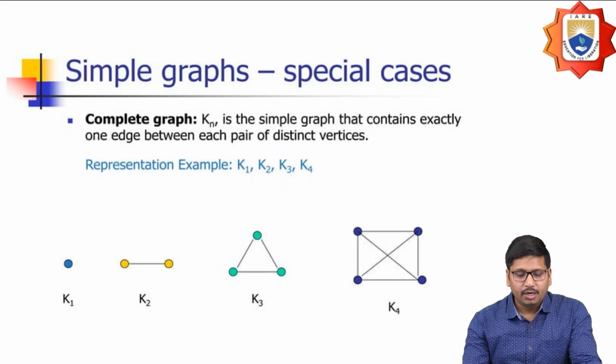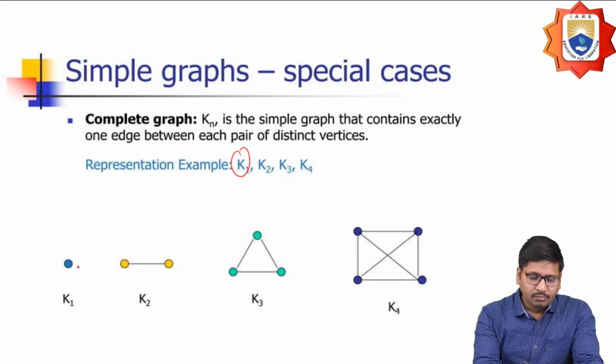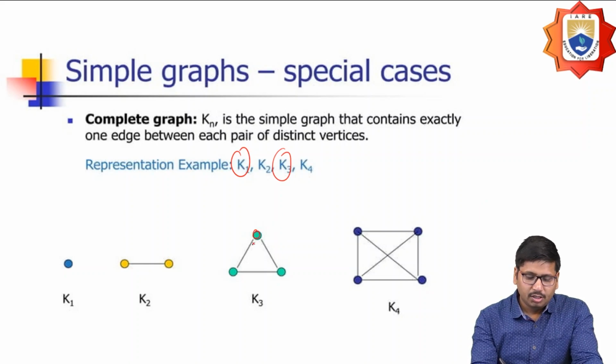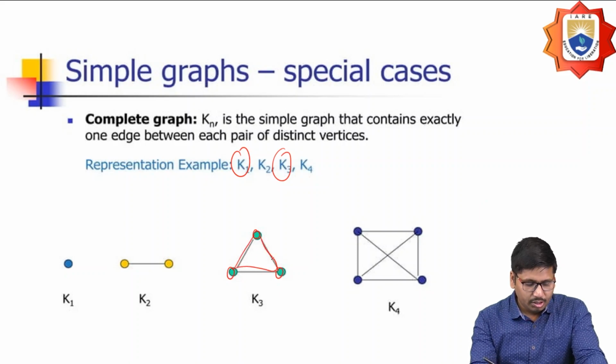So what are the other special cases of the simple graph here? Here Kn is what we call a complete graph, which is a simple graph that contains exactly one edge between each pair of distinct vertices. K1 means a complete graph which has only one vertex, and K3 means a complete graph which maintains 3 vertices. So that means an edge exists from one vertex to another vertex, completely connected.